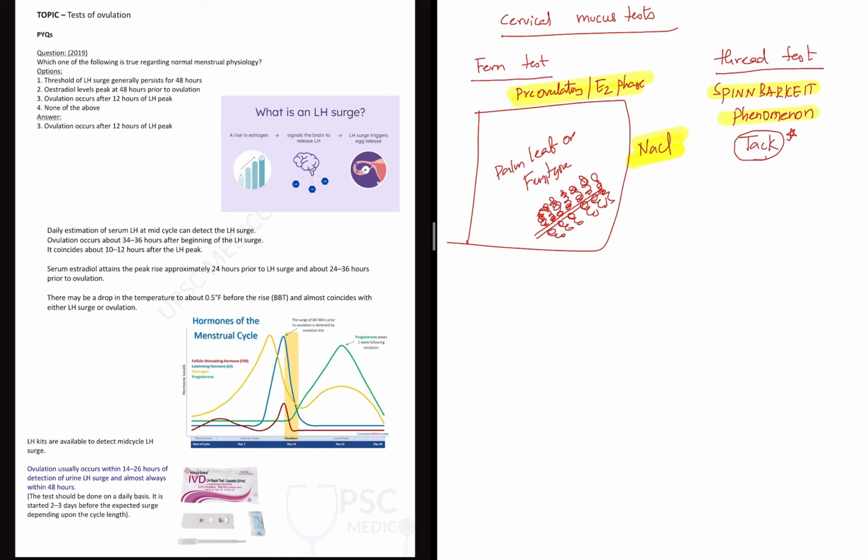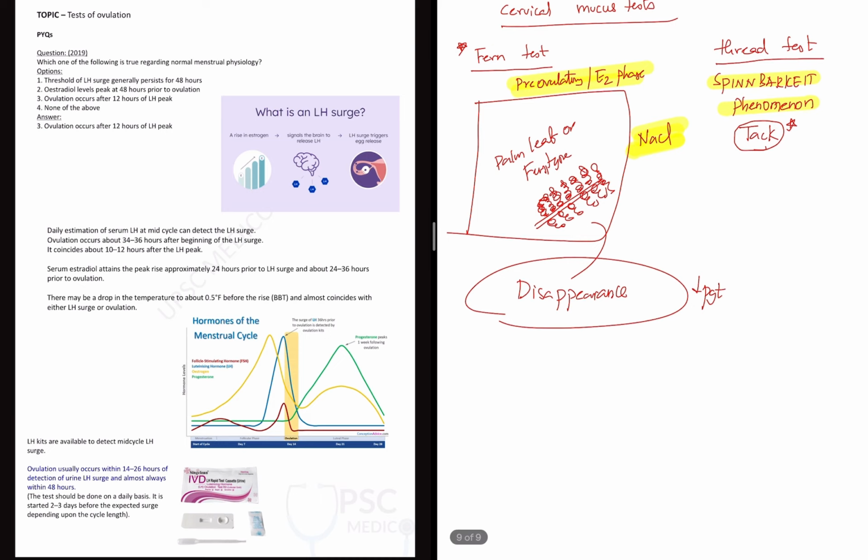If at all under the influence of progesterone, what happens? This fern type disappears. So disappearance of the fern pattern indicates ovulation, not appearance of the fern pattern. Many of the students get confused. It is the disappearance of the fern pattern under the influence of progesterone that indicates occurrence of ovulation. So the cervical mucus fern test is done.